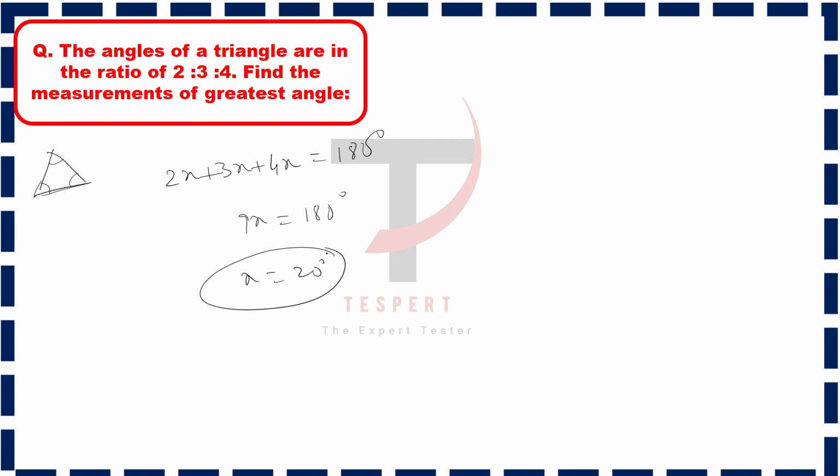We are asked to find out the measurement of greatest angle. Which one is the greatest? 4x. So 4 into 20, that is equal to 80 degrees. So this is the greatest angle.